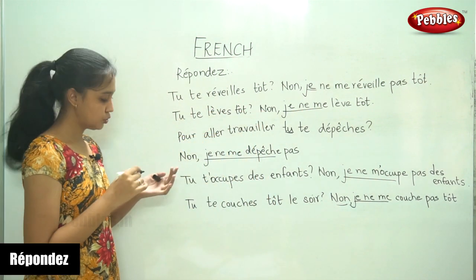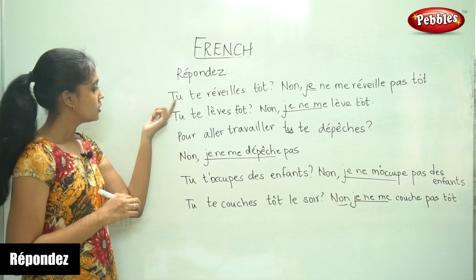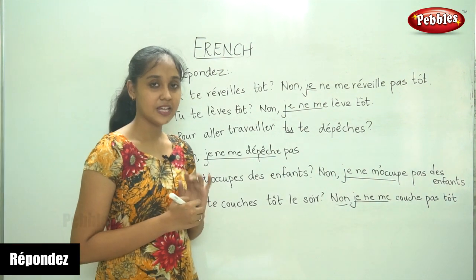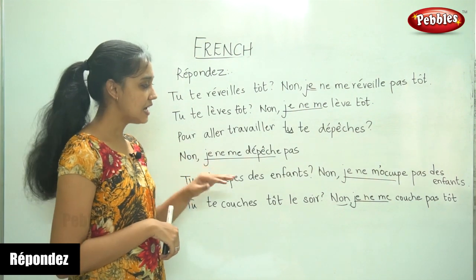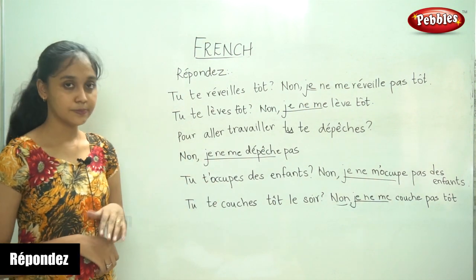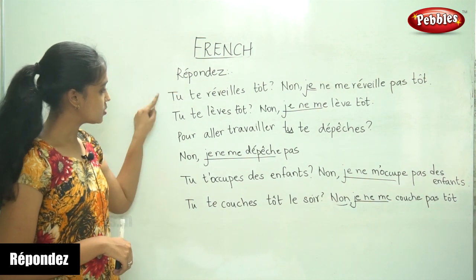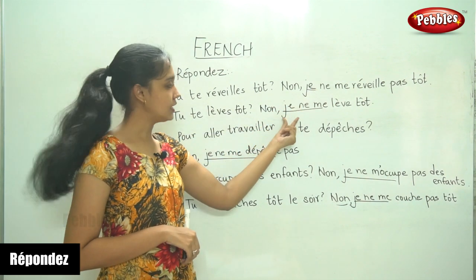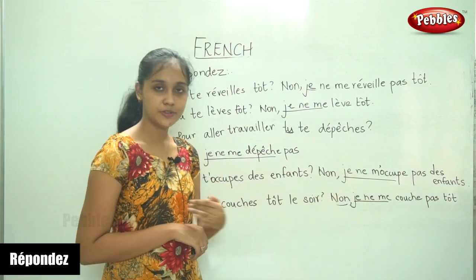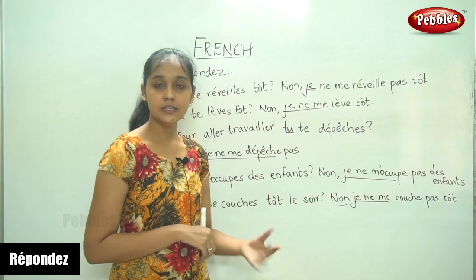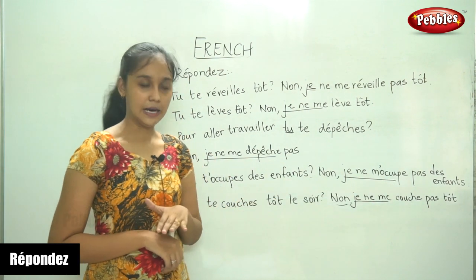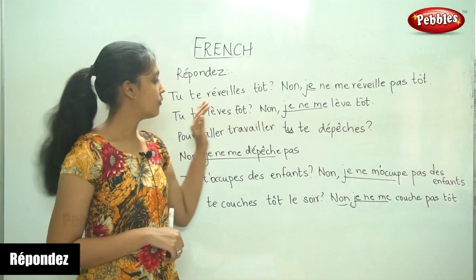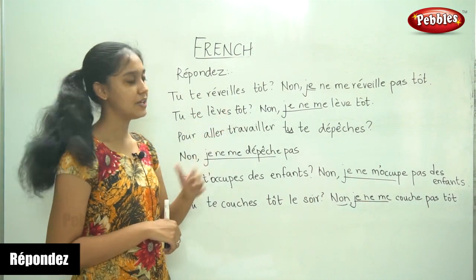So you have to look at the subject. If the question is in the second person, the answer is in the first person. If the question is in the third person, the answer also is in the third person. In this case, all the questions were tu. So the subject for all the answers was je. So je, ne, me, the verb, and pas. So now you know how to write the answers for the questions that have the reflexive verbs.